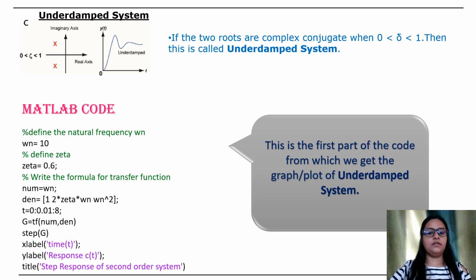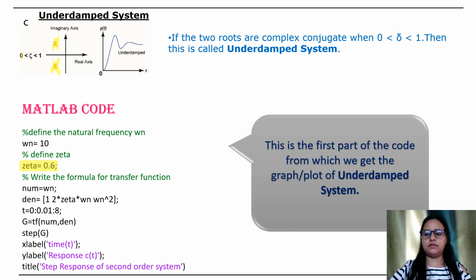For underdamped, if the two roots are complex and conjugate, and zeta lies between 0 and 1, then the system is called an underdamped system. For an underdamped system, these are the roots. For an underdamped system, the MATLAB code is the same. The change is we write zeta equals to 0.6, because zeta should lie between 0 and 1.